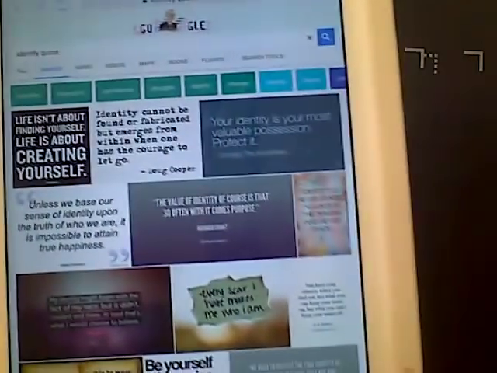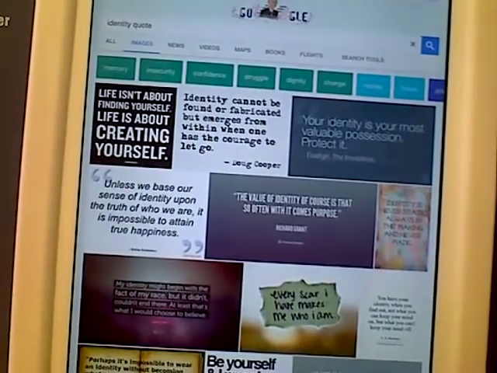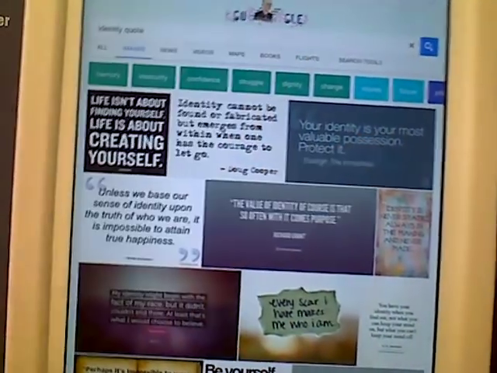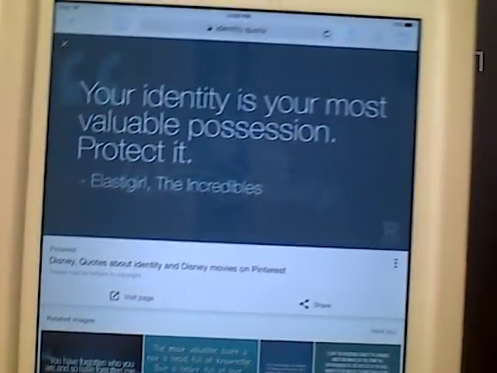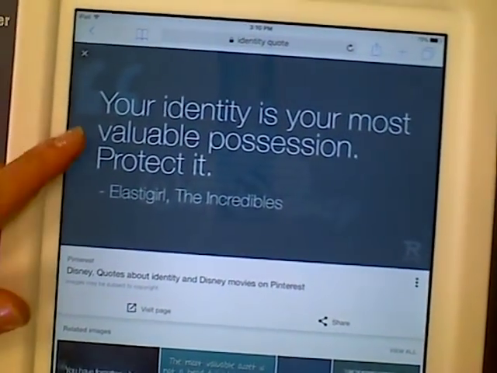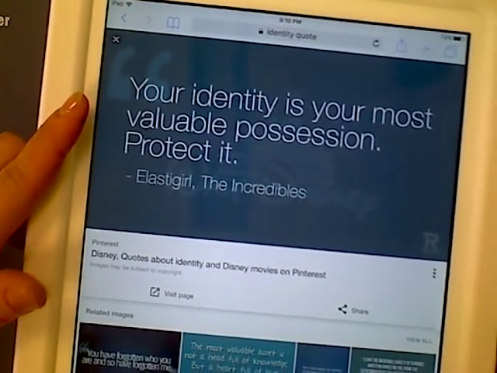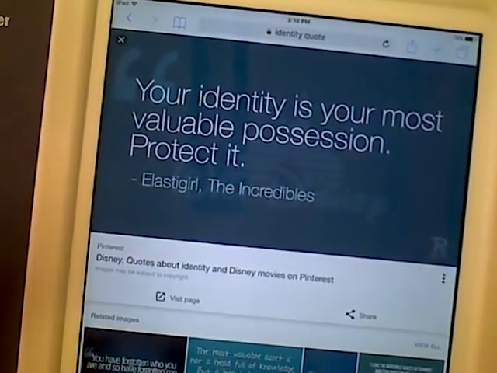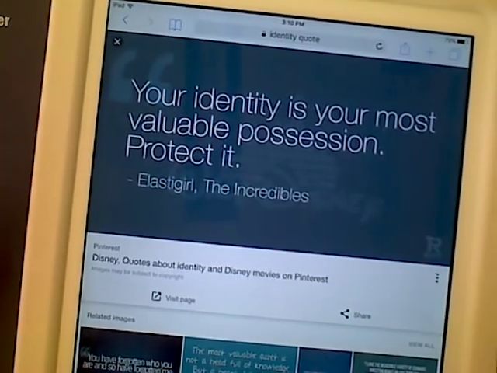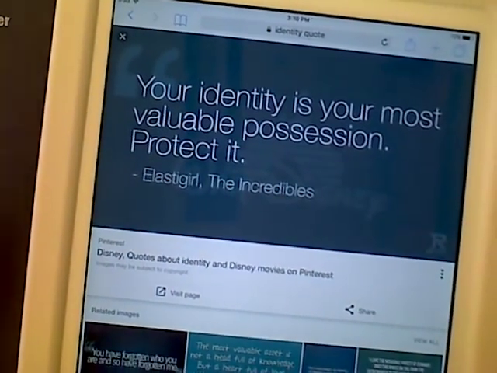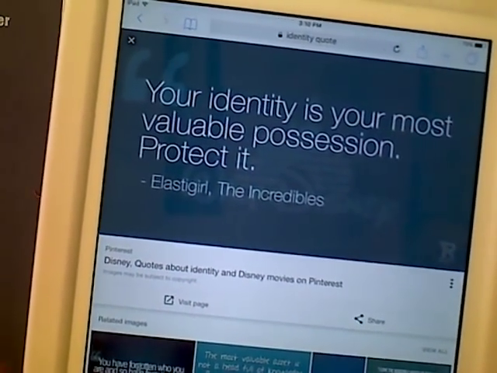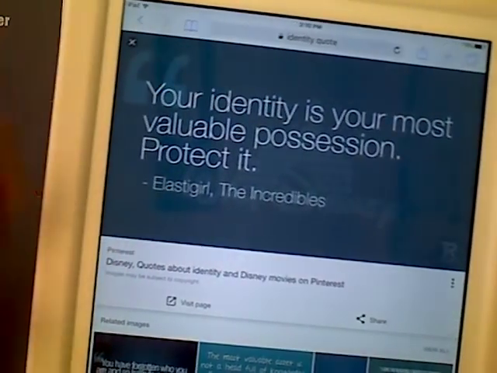So you can use Google Images as a way to quickly preview the quotes. Just make sure once you find it, you know who said it. So I ran into this one by Elastigirl from The Incredibles that I really liked. And she says, "Your identity is your most valuable possession. Protect it." And as soon as I saw this, I was like, yes, Tris from Divergent has to protect her identity. Cassidy from Match has to protect her identity. So I'm going to start my introduction with this.